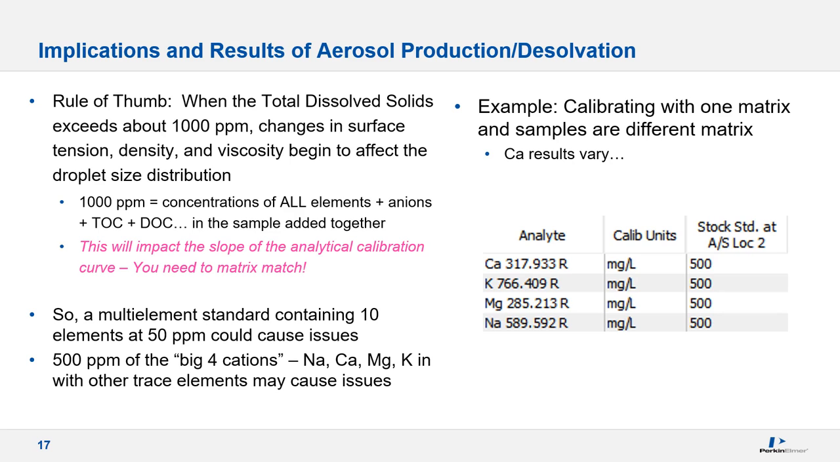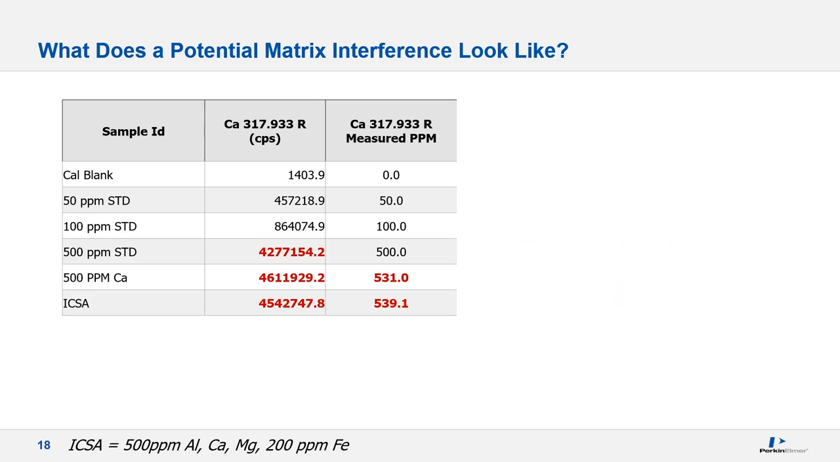In this example, I calibrated up to 500 ppm with a solution that contained calcium, potassium, magnesium, and sodium. We are looking at the calcium 317 line. So using those calibration standards, here are my results when I analyzed a 500 ppm calcium standard without any other cations present and a mixed standard containing 500 ppm aluminum, calcium, magnesium, and 200 ppm iron. This is commonly referred to as ICSA for most environmental labs.